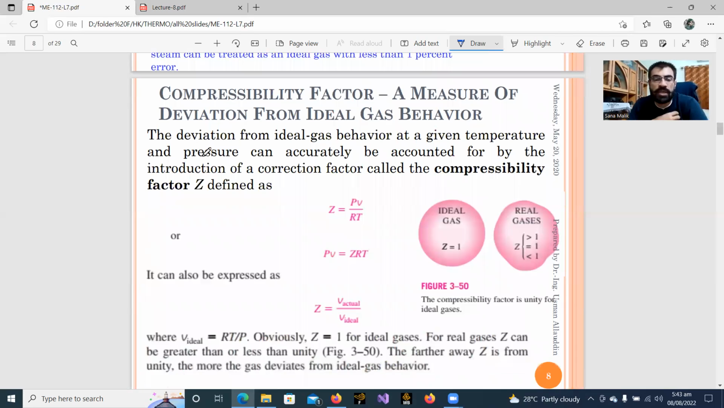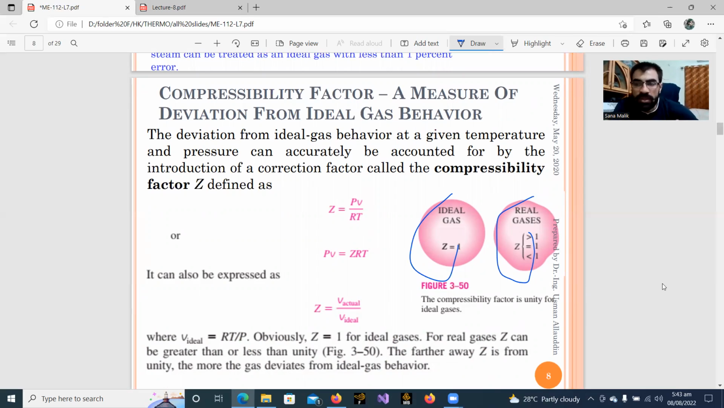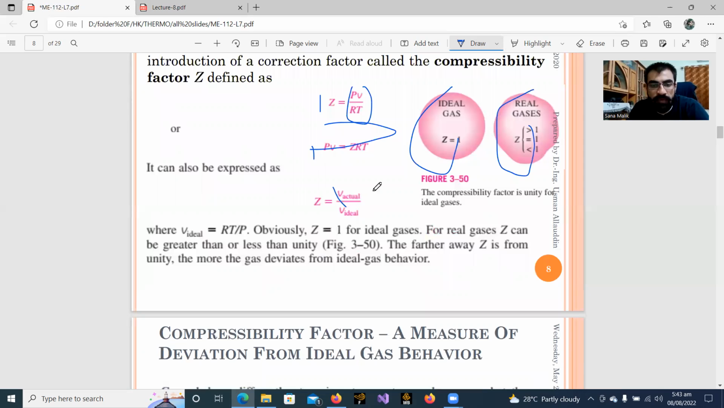Another term is called the compressibility factor, Z. Basically, it's from the ideal gas and real gas. The deviation of ideal gas behavior at a given temperature and pressure can accurately be accounted for. So for the deviation purposes, we encompass a factor called the compressibility factor, which is PV equals ZRT, and Z is PV over RT. The Z is the volume of actual over volume of ideal.